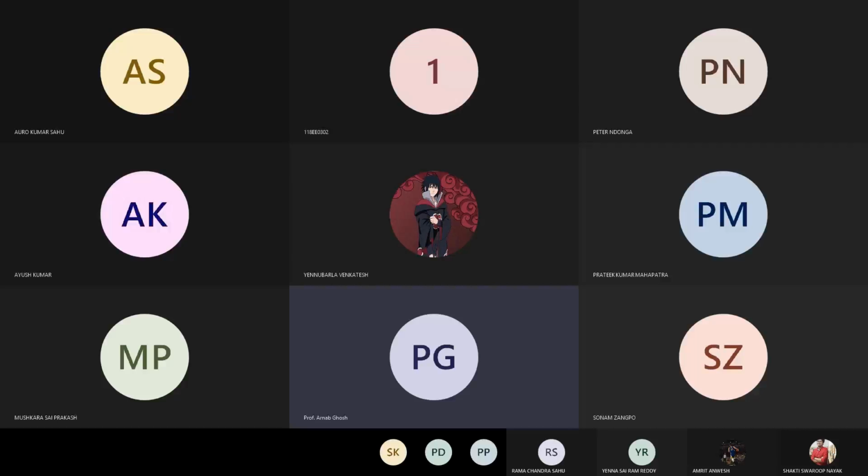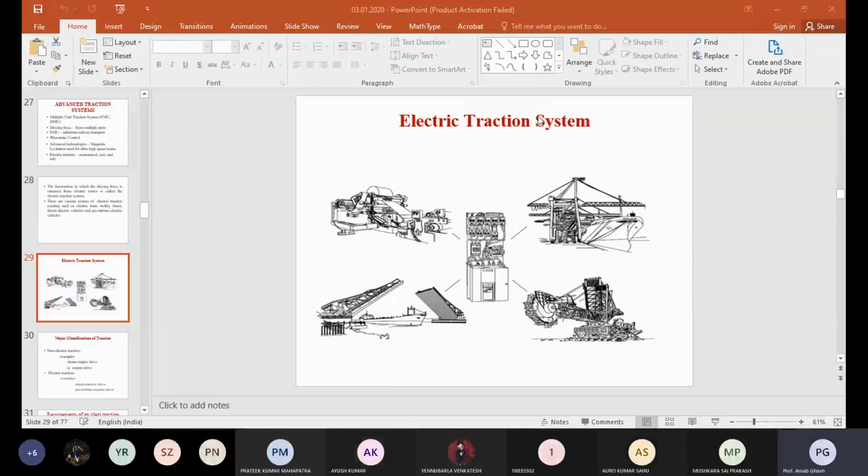I discussed different advantages of the traction system, especially for locomotives and electric multiple units. Today you can see other examples of the traction system, like different mills.